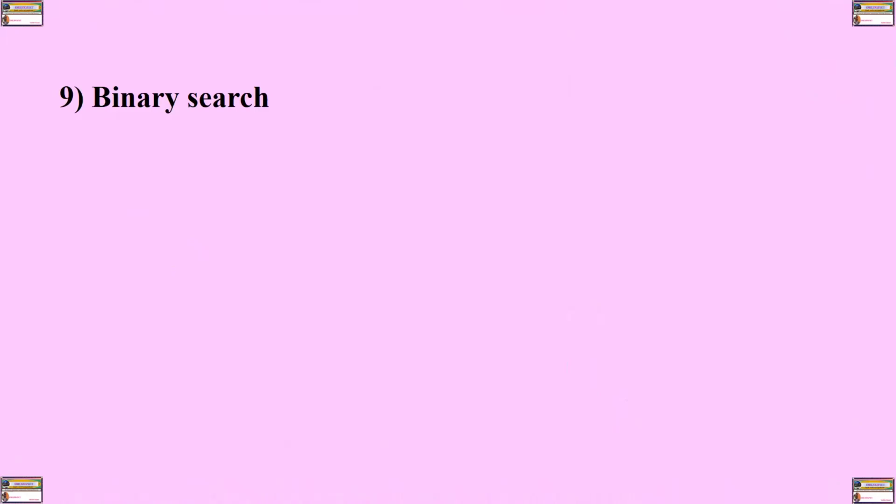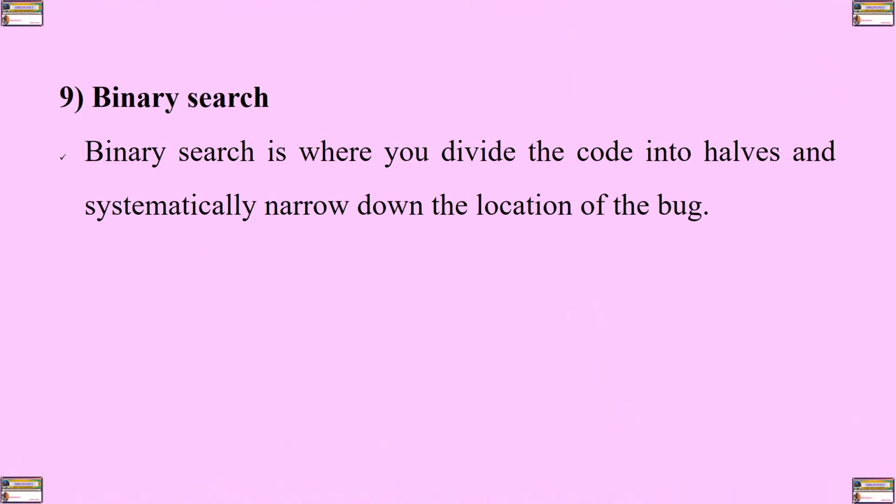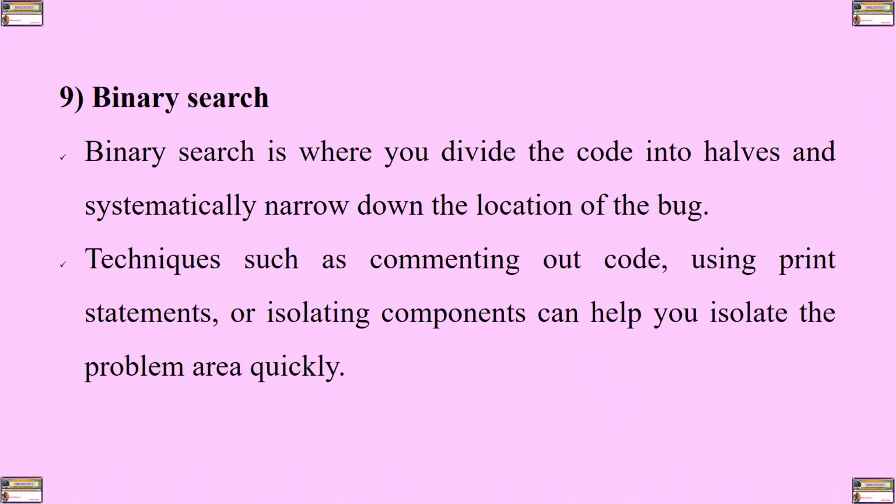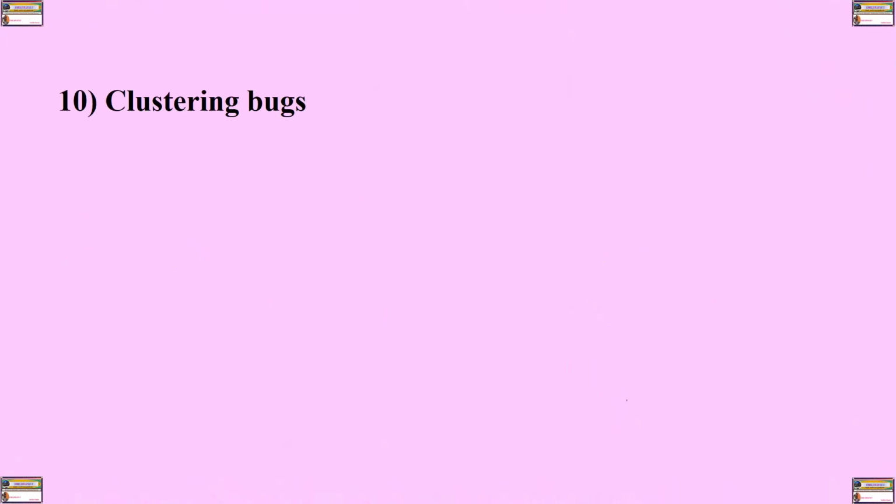The ninth method, or number 9, is binary search. Binary search is where you divide the code into halves and systematically narrow down the location of the bug. Techniques such as commenting out the code, using print statements, or isolating components can help you isolate the problem area quickly.